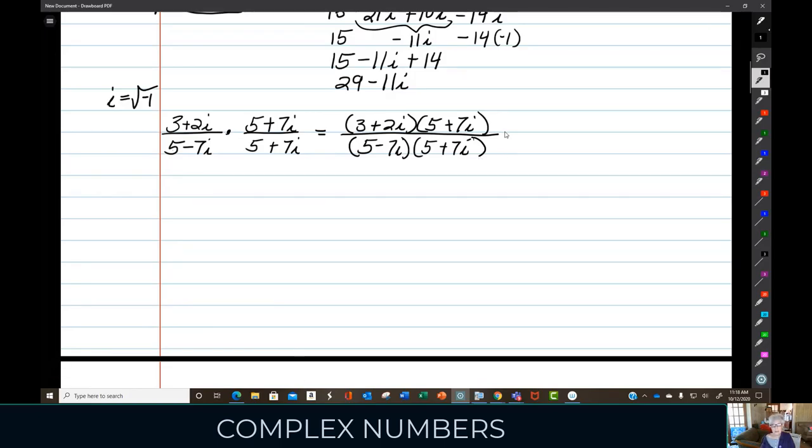Okay, let's do this. 3 times 5 is 15. 3 times positive 7i is 21i. I should say 3 times plus 7i. Now plus 2i times 5 is plus 10i. And plus 2i times plus 7i is plus 14i squared over.